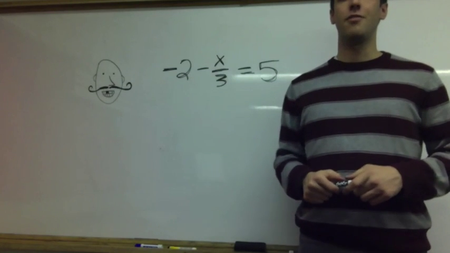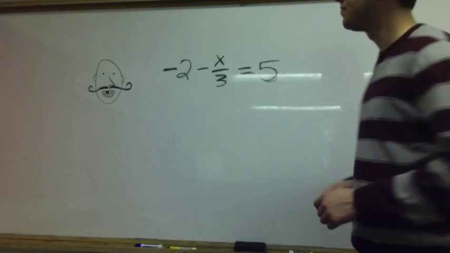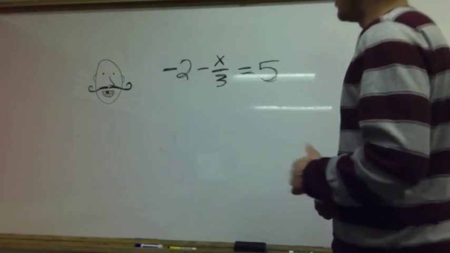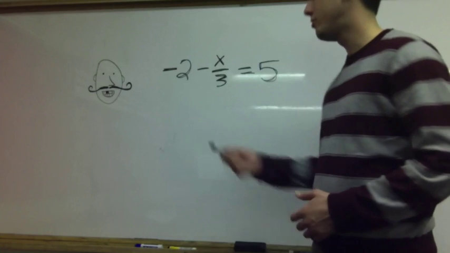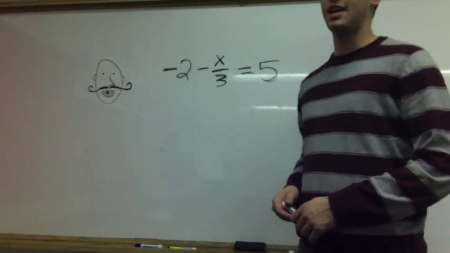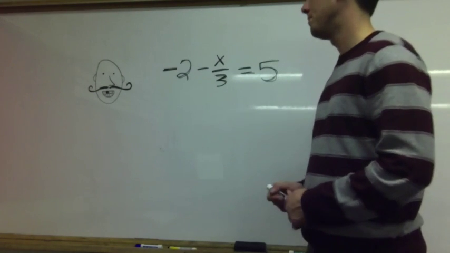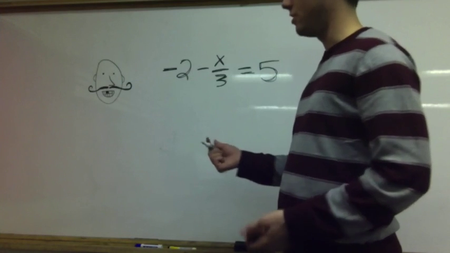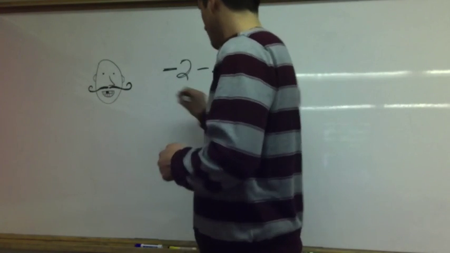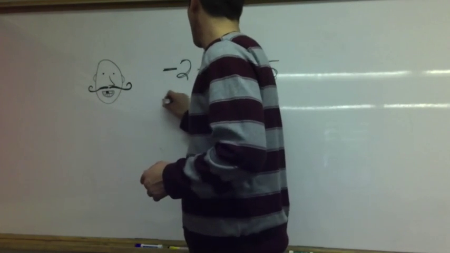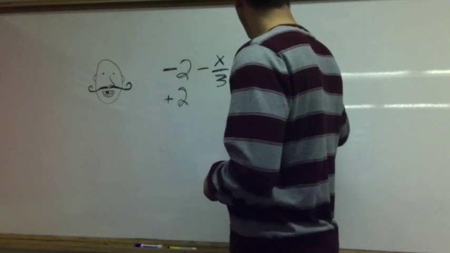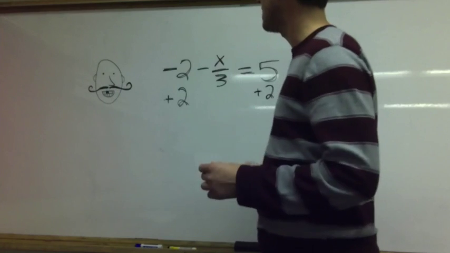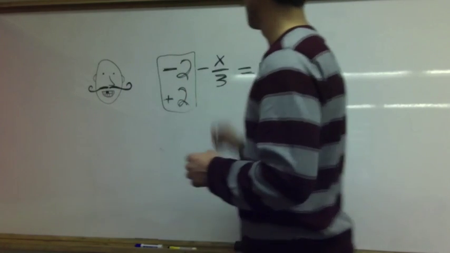So let's have Ferdinand help us with this problem. So my first question is, what term do we get rid of first? Ferdinand? Ferdinand says we get rid of the negative 2 first. How are we going to do that, Ferdinand? Plus 2, you say? I agree. If you plus 2 to both sides, these are going to cancel out. And that's what we want.